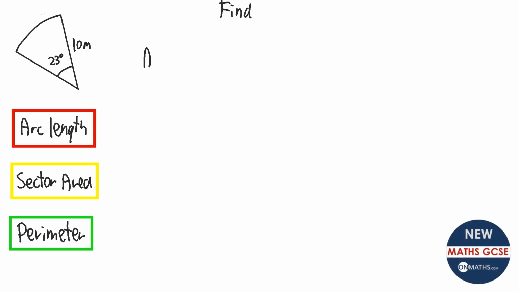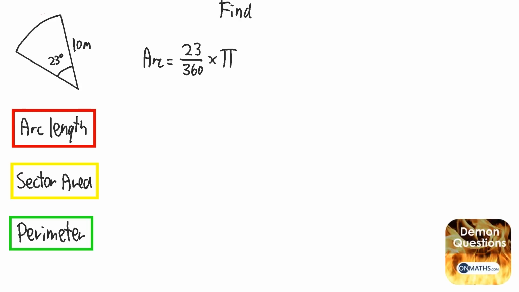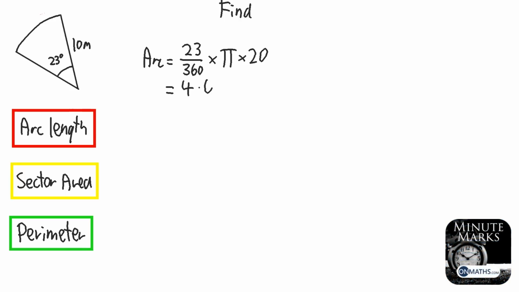Okay, so to find the arc length, what we do is the fraction of the circle we've got, which is 23 over 360, times by pi d, well the diameter would be 20, so times by 20, because the radius is 10, we double it. And so let's put that into the calculator, so 23 over 360 times by pi times by 20, and we get the answer of 4.01 meters.